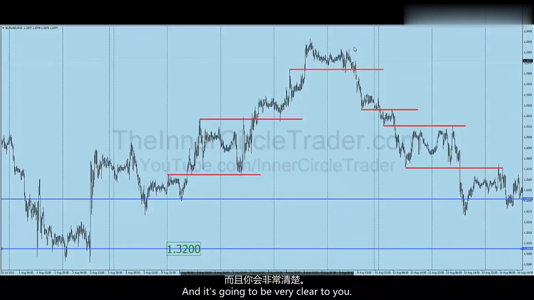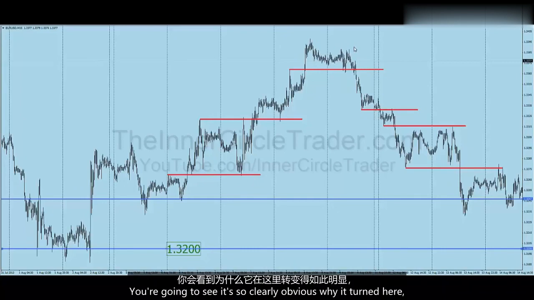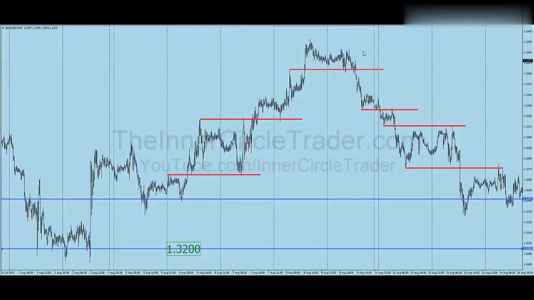So now we're going to look in a moment at what this catalyst was, and it's going to be very clear to you. It won't be like, oh, this is hindsight picking it. You're going to see it's so clearly obvious why it turned here.